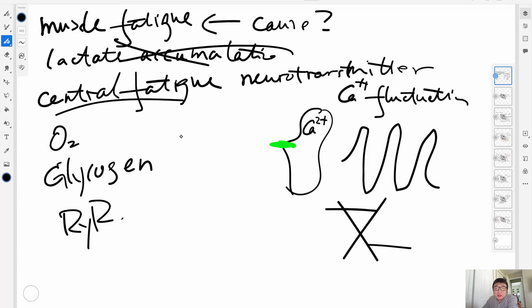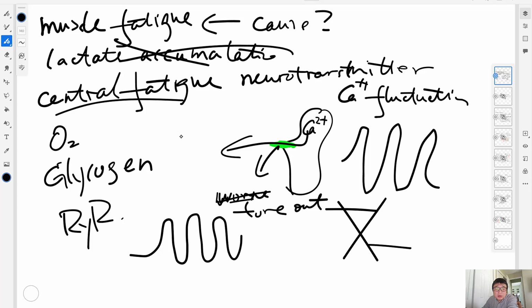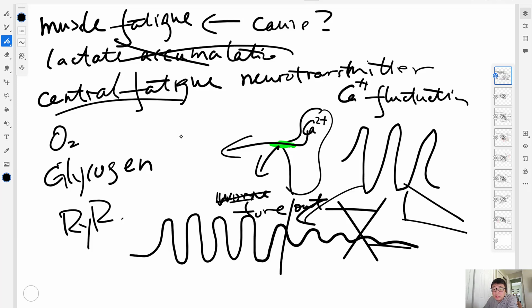Now think about this. This is a small, tiny protein. Open, close, open, close. Eventually, it's worn out or torn out. The protein is denatured and has no more function. When the protein denatures, calcium leaks out. At the beginning there's a nice fluctuation, but when calcium leaks, the fluctuation becomes worse and worse, and then there's no fluctuation, and the muscle strength becomes weaker and weaker.